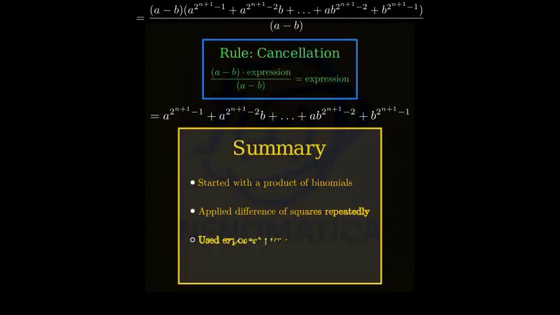In summary, we started with the expression a plus b times a squared plus b squared times a to the fourth plus b to the fourth, and so on, all the way up to a to the 2n plus b to the 2n. By applying the difference of squares identity multiple times and using properties of exponents, we simplified it to a to the 2 to the n plus 1 minus 1 plus a to the 2 to the n plus 1 minus 2 times b plus ... plus a times b to the 2 to the n plus 1 minus 2 plus b to the 2 to the n plus 1 minus 1.